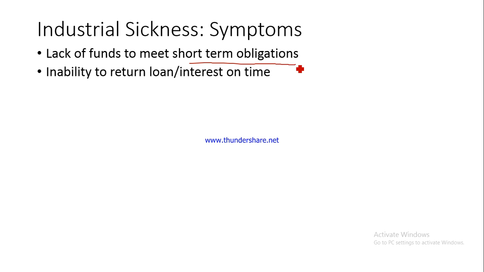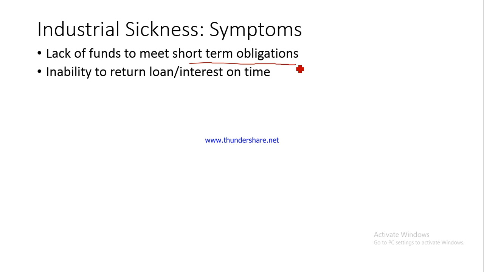Then inability to return loan or interest on time. They would not be able to return loan on time. Many a times they would delay repayment. They would delay the monthly installments, or they would go to the government to get the whole loan restructured, refinanced. They would want the government to change the tenure of the loan. For example, if the loan is of 2 years, the amount has to be returned in 2 years, and the rate of interest is 10%, and the monthly installment is, let's say, 10,000. I'm giving just an example of how you can get your loan restructured.